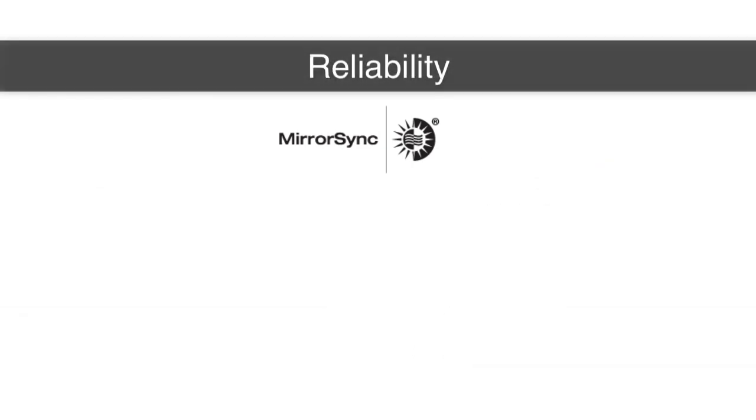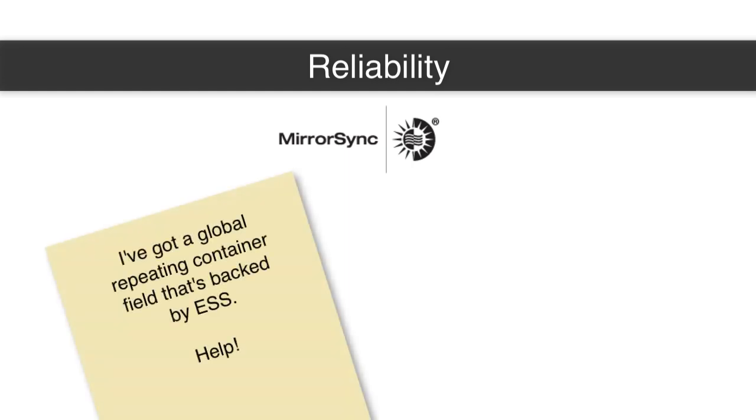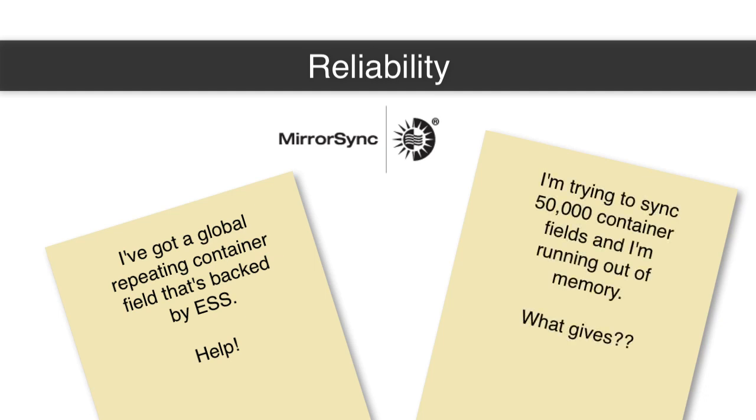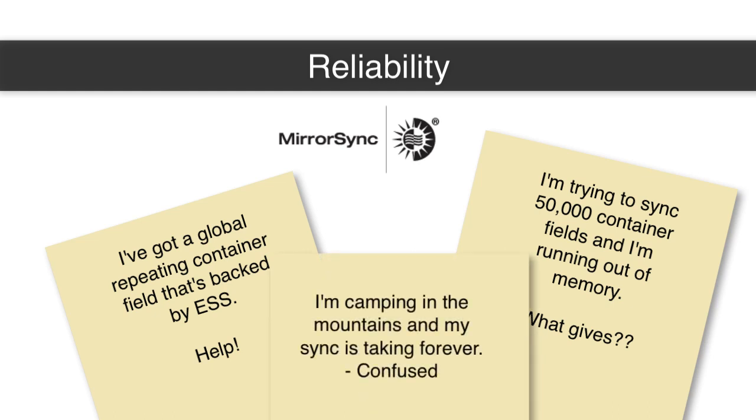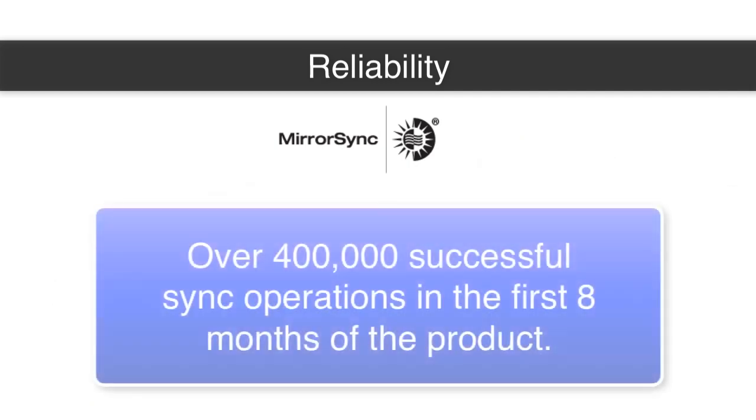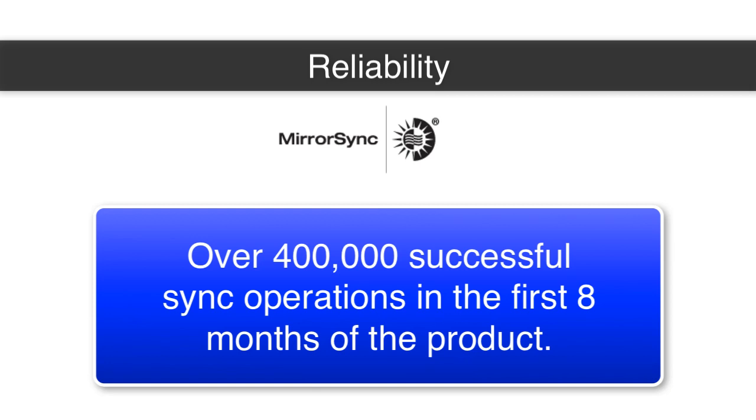Yeah. Now, how's reliability with the product? You've been working really hard to make it very good. I cannot say it's 100% because I do tech support, and we have some edge cases. A lot of the times it's weird things like I've got a global repeating container field that's backed by ESS, or I'm trying to sync 50,000 container fields and I'm running out of memory. Oh, okay. So I do tech support. We have cases where people will be on the road, they'll lose network connectivity. But yeah, I mean, like I said, we've got over 400,000 successful sync operations since we shipped in December.